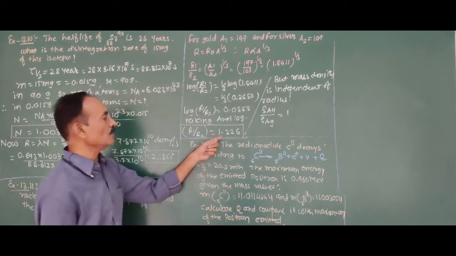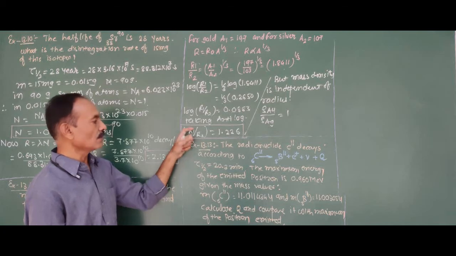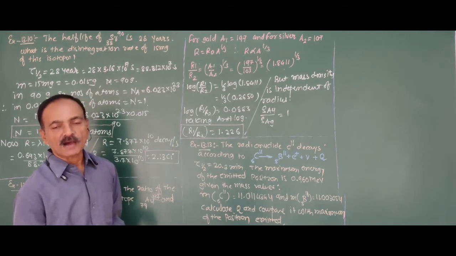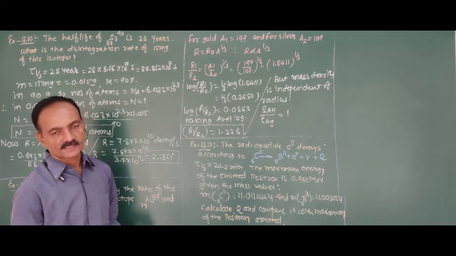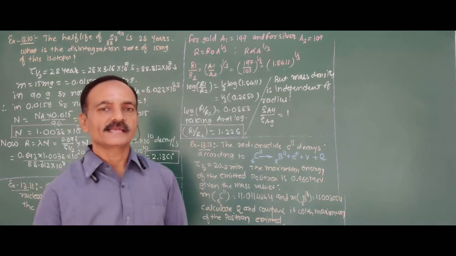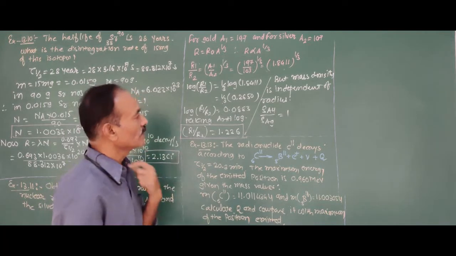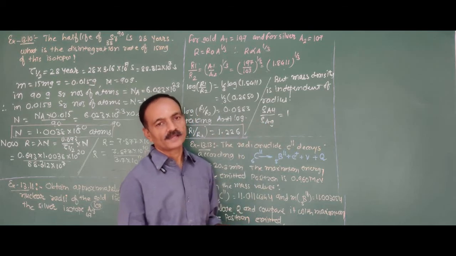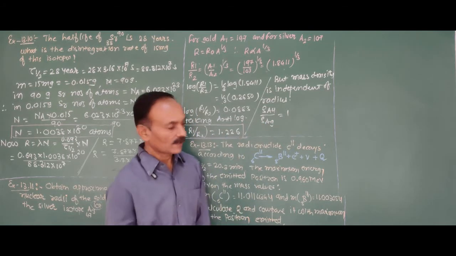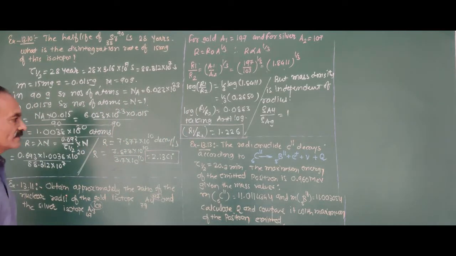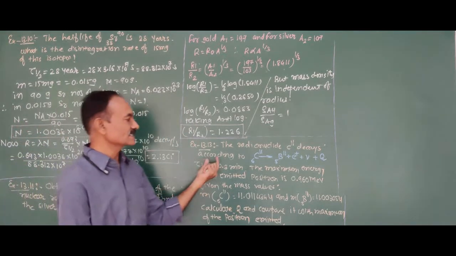1.226 is the ratio of the nuclear radius of gold to silver. Now what should be the mass density of gold to silver? Mass density is independent of the radius. Therefore, the mass density of gold to silver is 1. Clear? After that, 13.12 is not in our syllabus, so that is cancelled.